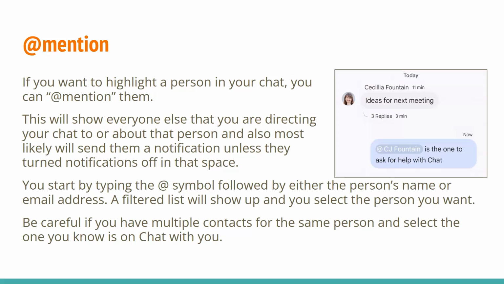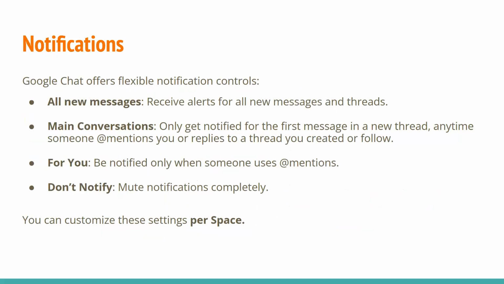You start this by typing the at symbol, and then you follow that by the person's name or email address. A list will usually show up, and then you select the person you want to at mention. Depending on your contact list and the different spaces and chats that you're involved in, you might have an extensive list, and you might have multiple contacts for the same person. So just slow down and be careful that you select the correct contact that you know is in this chat space with you.